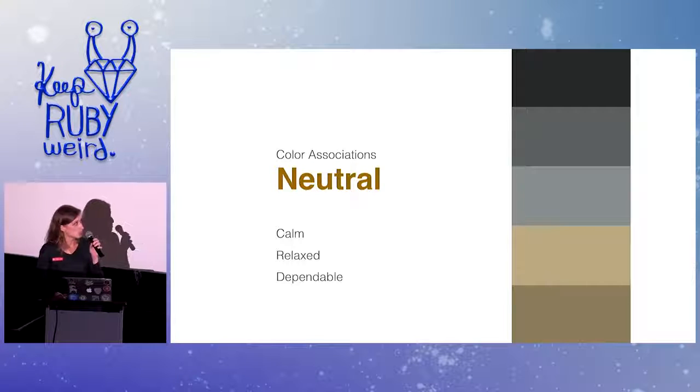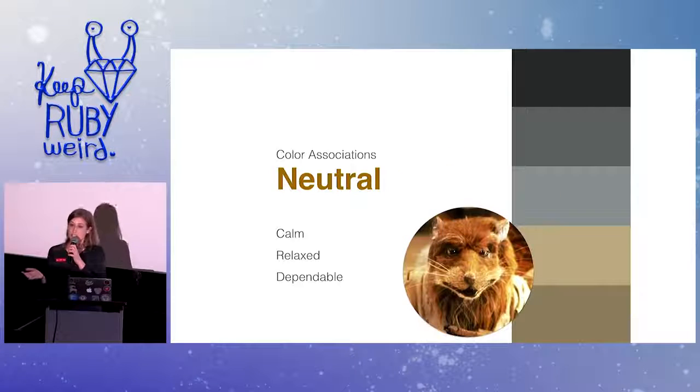Then we have neutral colors, and again, neutrals are sort of the background for everything else. And we have Splinter, right? So Splinter is basically the grounding force of the turtles. He is totally neutral. He doesn't get worked up about anything. He can handle all the ups and downs. He's raised these guys since they were tiny little radioactive babies. And he's their grounding force. And he's a neutral color because he's associated with those characteristics.